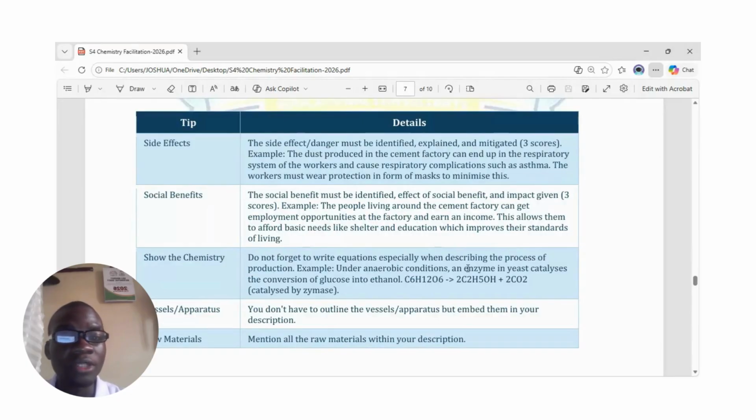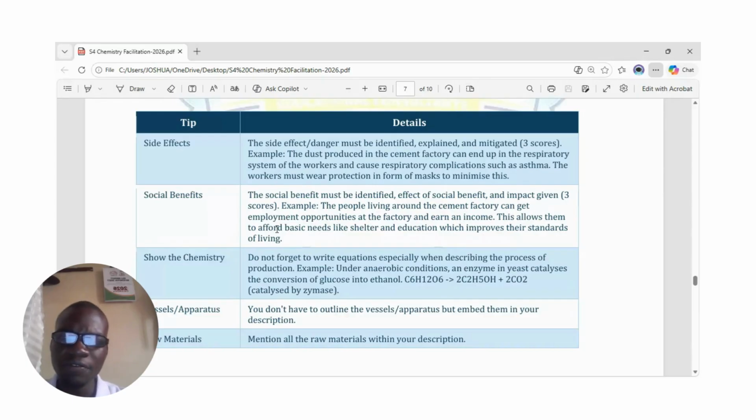Do not forget to write equations, especially when describing the process of production. For example, under anaerobic conditions, an enzyme in yeast catalyzes the conversion of glucose to ethanol. I think this is the manufacture of ethanol. You are supposed to give us the equation for the reaction, for example, the one that we gave here, because that is also one of the marking points.